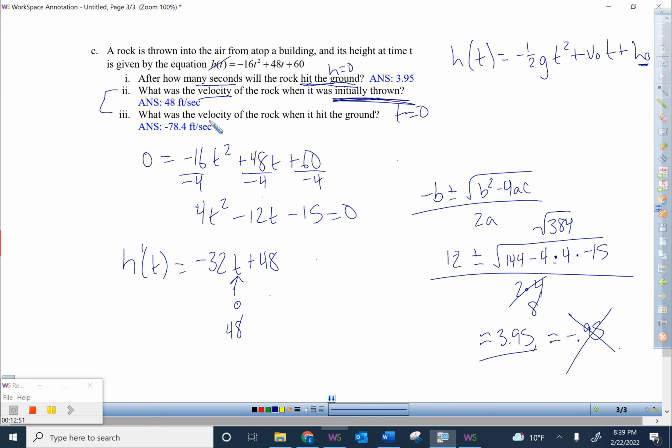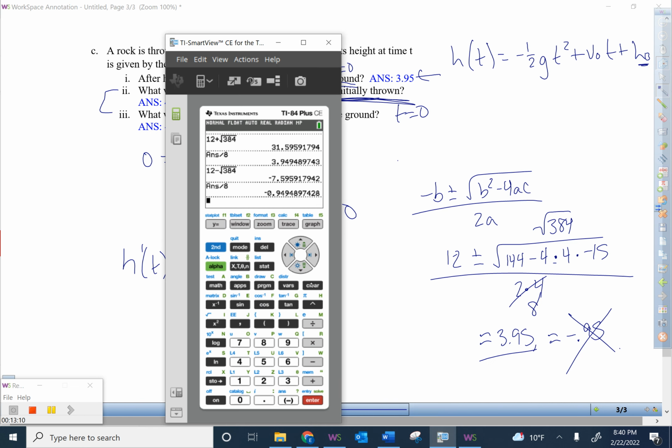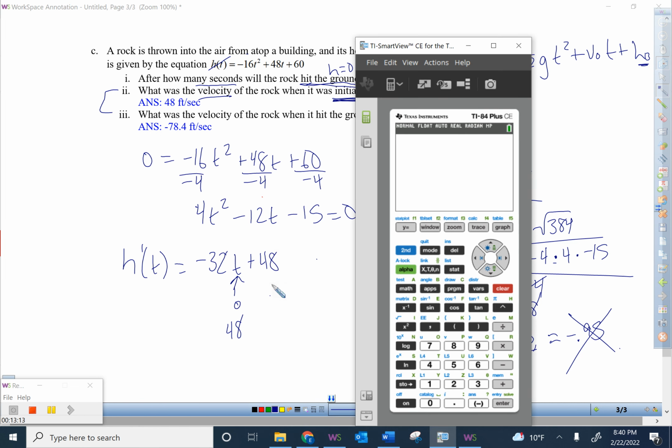Then it says, what was the velocity of the rock when it hit the ground? So I'm still using the same function. Well, I found when it hit the ground was 3.95, so I'm just plugging in that number I got. Okay, so going through here, I'm going to write negative 32 times that number I got, and I have it in my calculator, so I'm just going to pop up here and grab it. Okay, but you can use the rounded version, it doesn't matter. And then we're going to do plus 48. And it tells us about negative 78.38.